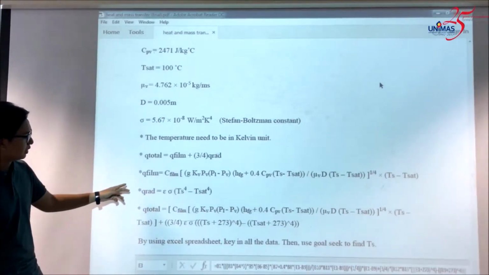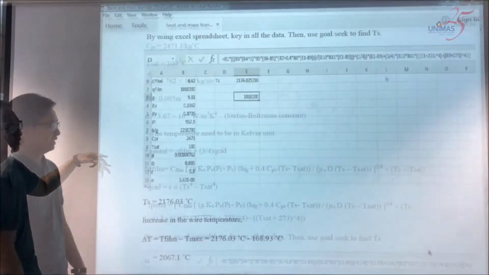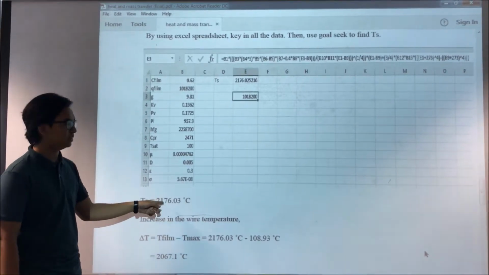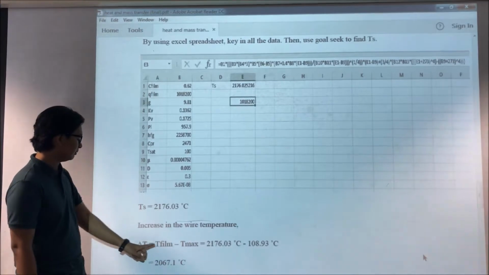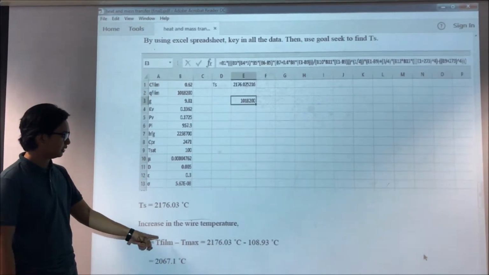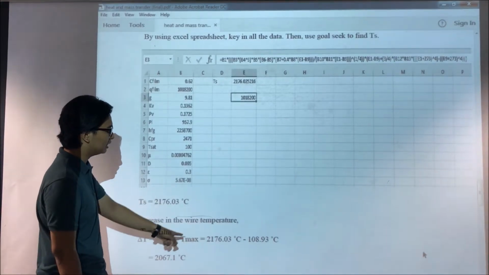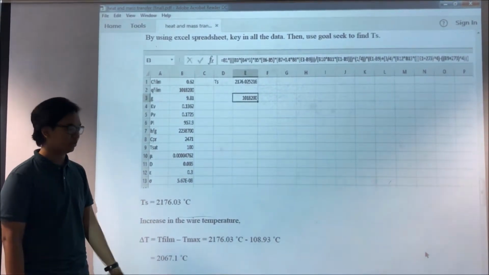After we combine the formulas, we input all the data. By using Excel, we will get Ts equal to 2176.03 degrees Celsius. So the increase in the wire temperature is change of temperature equal to T film minus T max, which is 2176.03 degrees Celsius minus 108.93. So the final answer is 2067.1 degrees Celsius.